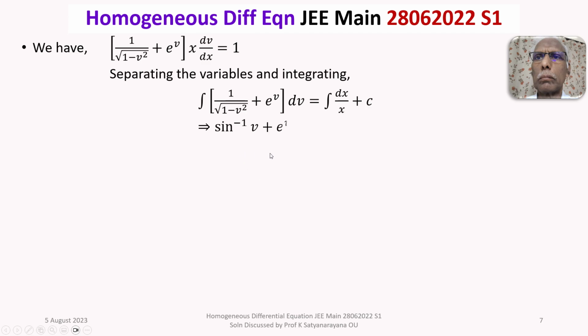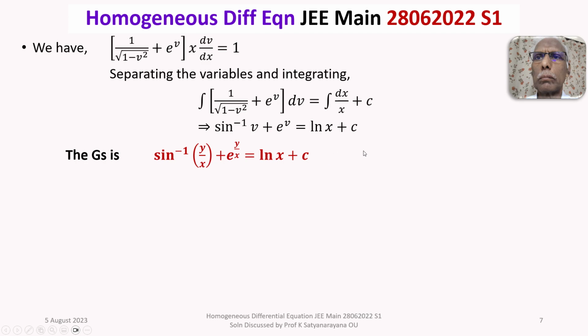So you will get this one. Now substitute back v is equal to y by x. This will imply sine inverse y by x plus e to the power of y by x is equal to ln x plus c. And this is called the general solution. This is the general solution of the given differential equation. And the so-called solution curve is y as a function of x. This is the general solution, and it represents a curve, called a solution curve.